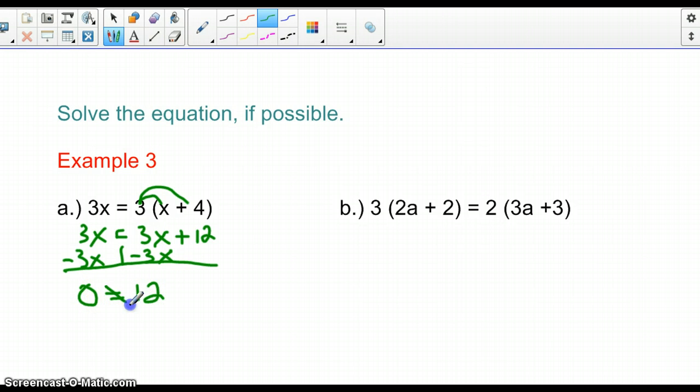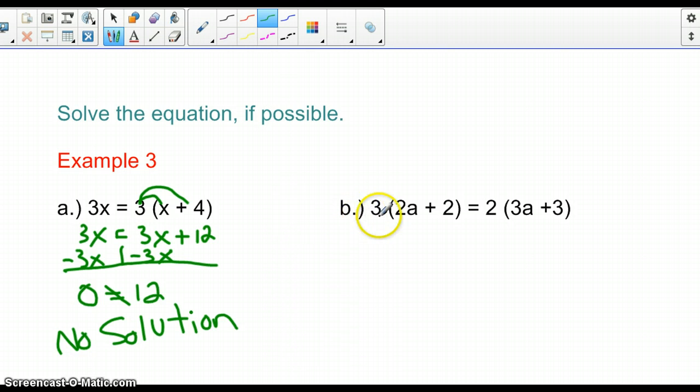So when you get a situation where the variables are removed and you've got a number on each side of the equation that's not equal, this is a situation where you've got no solution. There is no value of x you can put in there that will make it true.